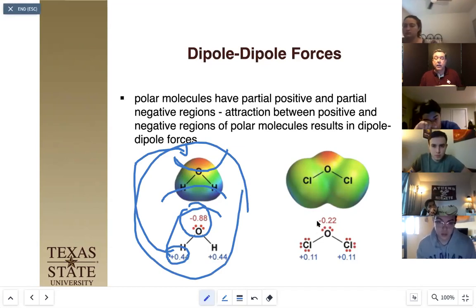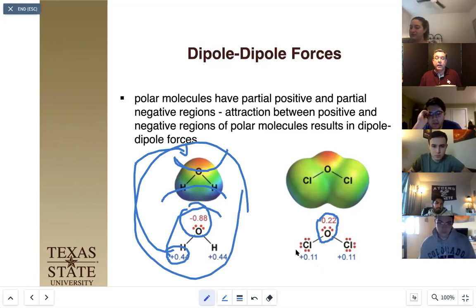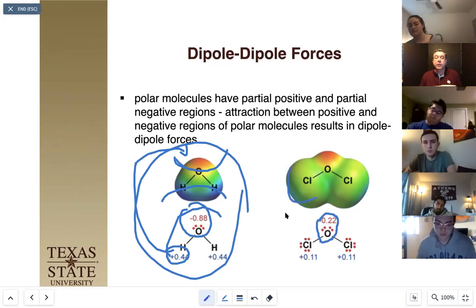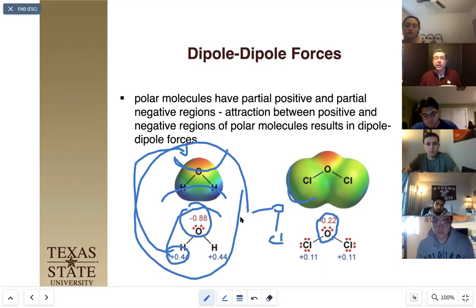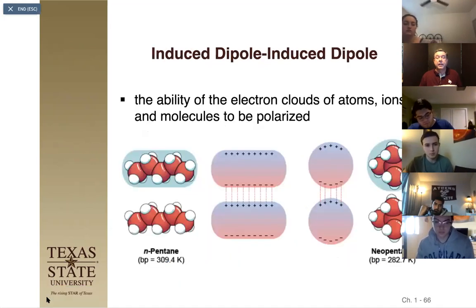So in the case here, oxygen is still the more electronegative atom. And so the chlorines are the slightly positive side of the molecule. That means that when another molecule of this comes up, the chlorine is going to associate with the oxygen of another molecule, because the oxygen is the negative side of the molecule and the chlorine is the positive side of the molecule. Okay, so that brings us to our last one, the weakest one.